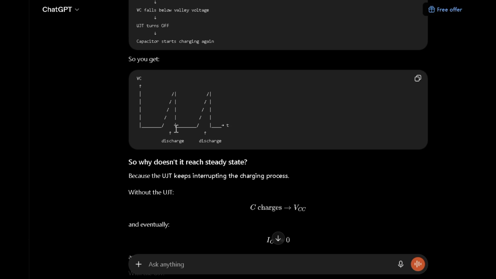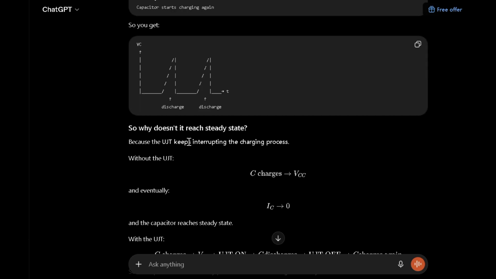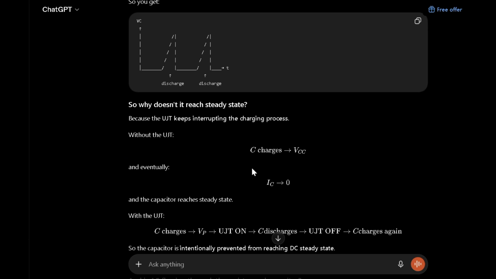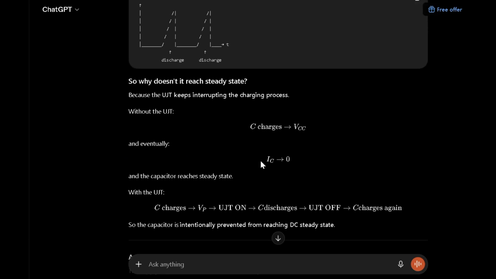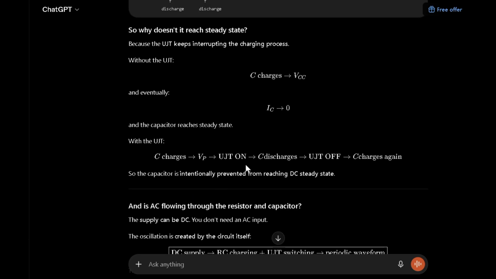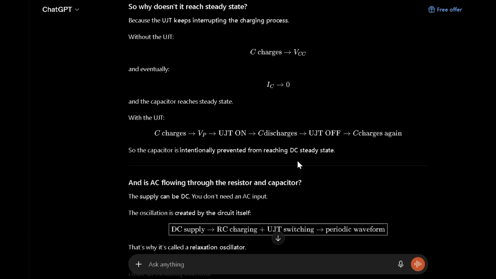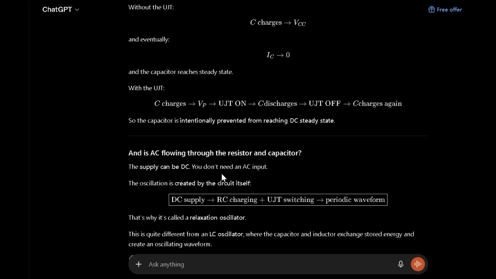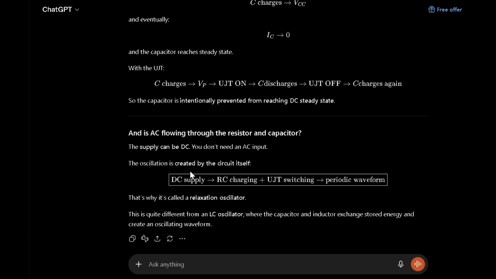Why doesn't it reach steady state? Because the UJT keeps interrupting the charging circuit. Without the UJT, C charges to VCC and eventually IC becomes zero, and the capacitor reaches steady state. With the UJT, C charges to VP, UJT on, C discharges, UJT off, C charges again. So the capacitor is intentionally prevented from reaching DC steady state and has AC flowing through the resistor and capacitor. The supply can be DC, you don't need an AC input. So oscillation is created by the circuit itself from a DC supply. The RC charging and discharging sets the switching period. That's why it's called a relaxation oscillator. So we understood the relaxation oscillator.